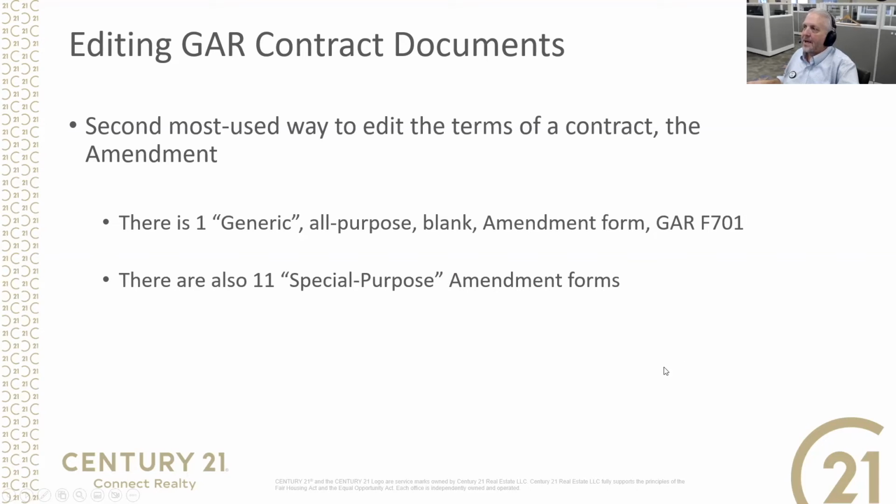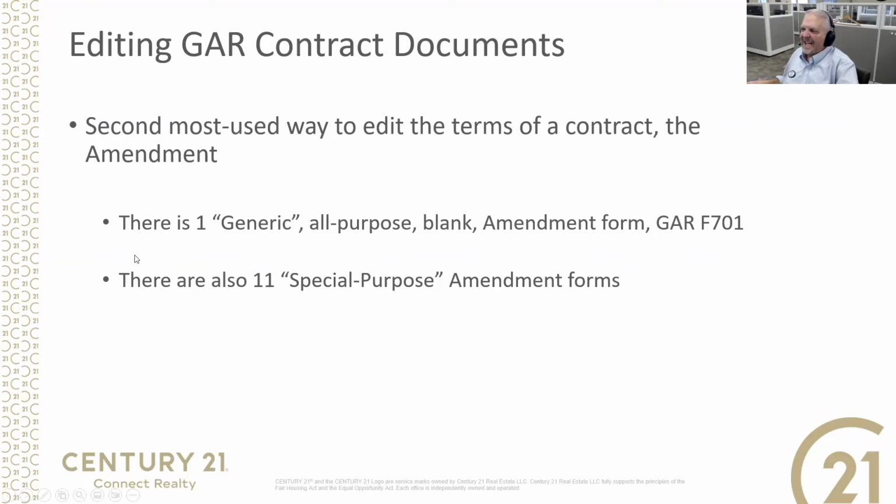Let's talk about the second way of editing our GAR contract, and that is through the amendment. The amendment is necessary after the contract has become binding or has been accepted. There is one generic all-purpose amendment. It is basically a blank that you can write anything and everything in.